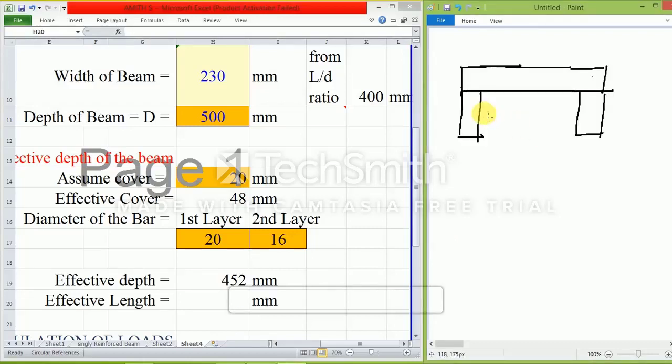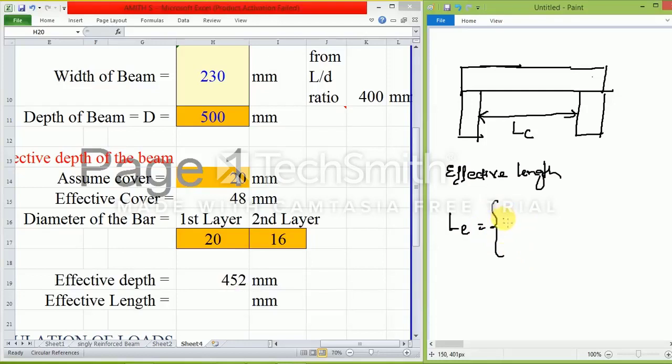Fine. So this would be the beam, and this is the clear span. I need to find the effective length. So L effective is equal to, we have two formulas for this. One is length of clear span plus effective depth, then length of clear span plus width of the beam. I just take it as B or W, whatever it may be. We need to do the calculation of these two things. I need to take the value of the minimum of these two things.